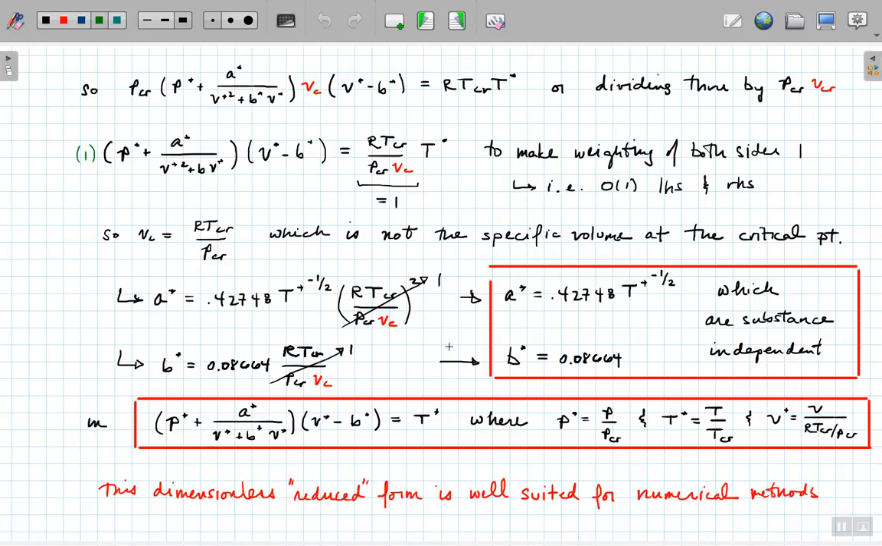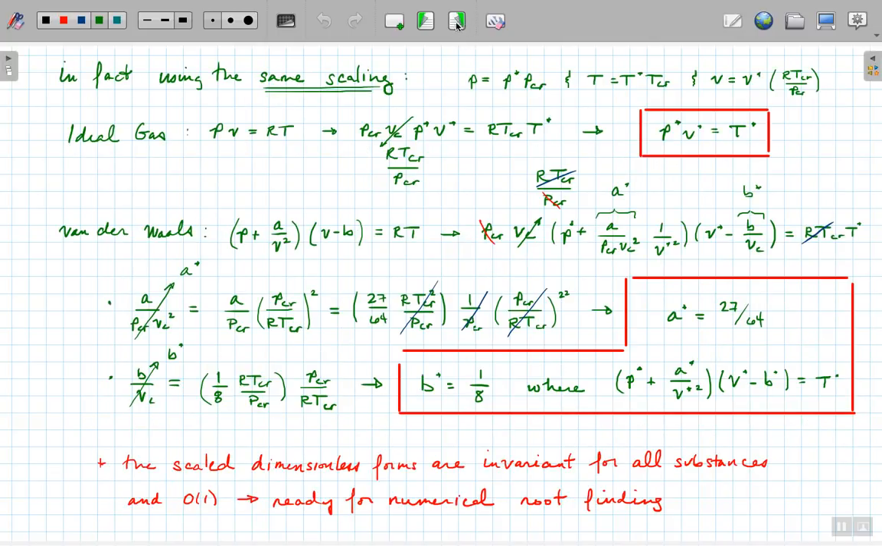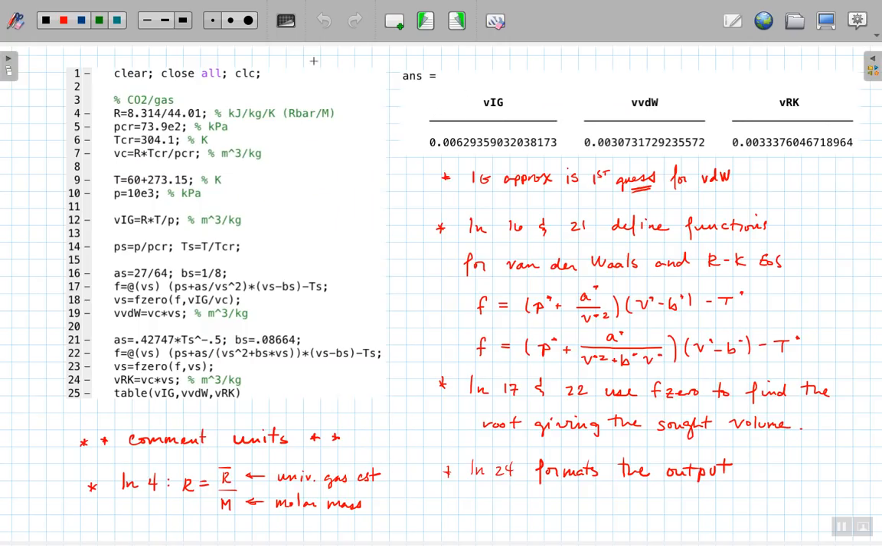They no longer depend on the substance chosen. So we can go ahead and solve these pretty quickly now on the computer.